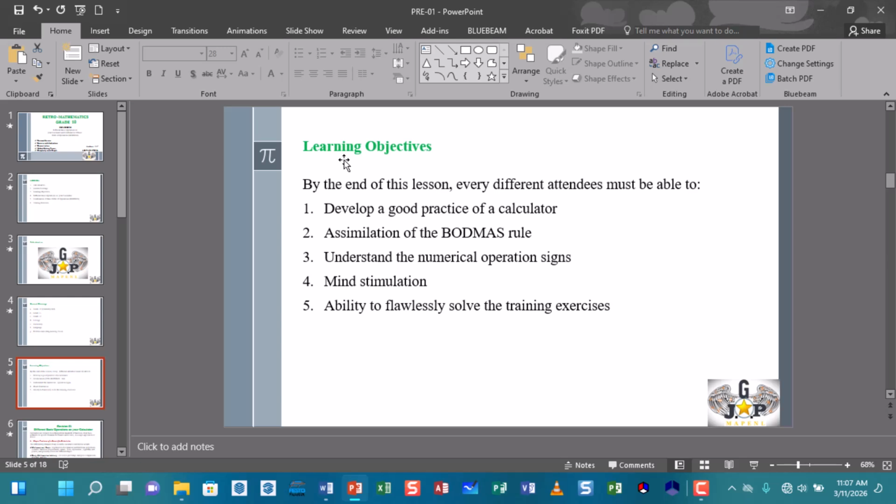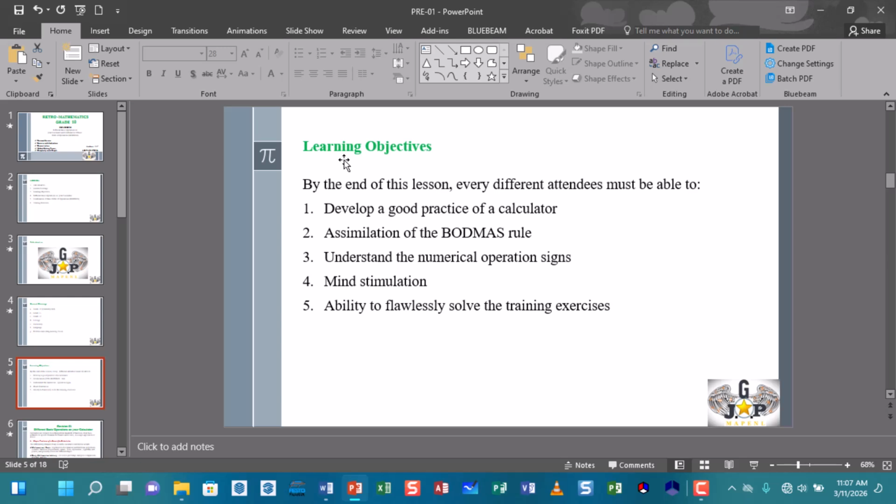And as well, the fourth point will be the mind stimulation. You have to be able to stimulate your mind. You have to be able to be intuitive in whatever you do. You have to be determined. You have to be consistent. Consistency is required. Consistency is very important.